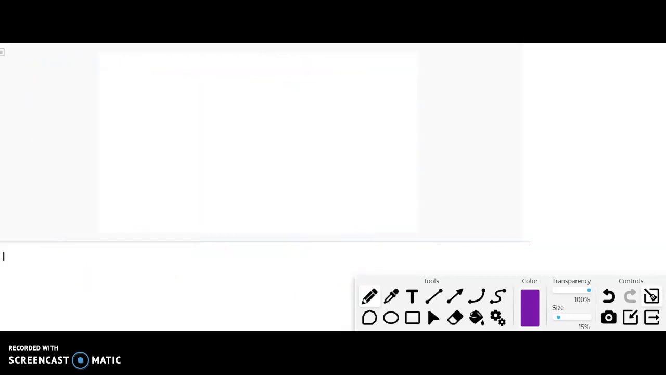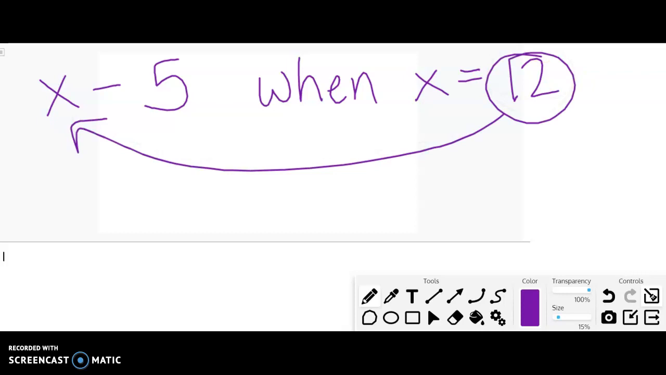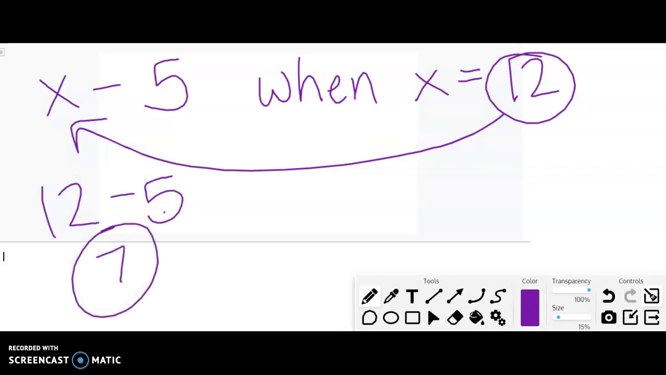Say we had the expression x minus 5 when x equals 12. Right? I'm going to take this, I'm going to put it in where x is, I'm going to substitute it for x, I'm going to rewrite it, and then I'll get my answer. 12 minus 5 is 7.